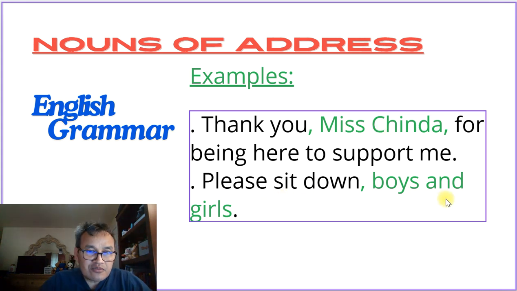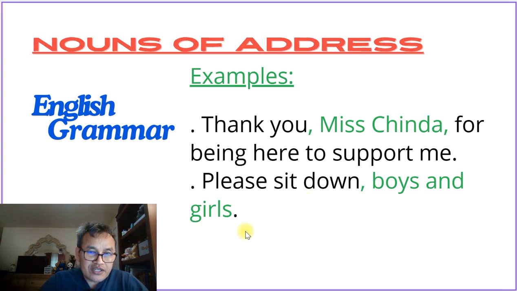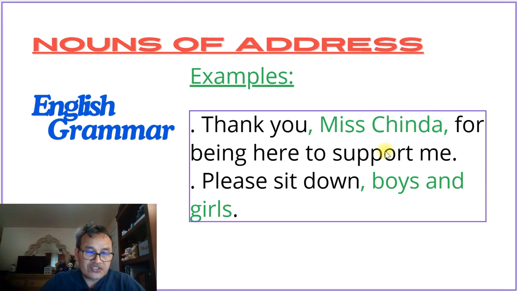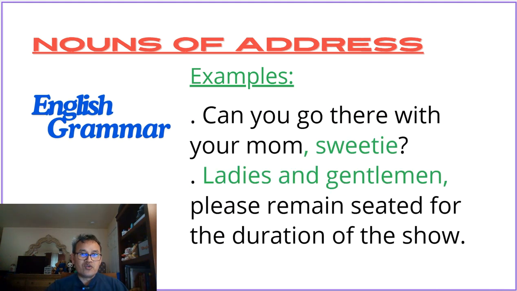Okay, please sit down, boys and girls. So boys and girls over here are also a noun of address that we put at the end of the sentence, and we have to use a comma before we put the noun of address in the sentence. Okay, so please sit down, boys and girls. So boys and girls are nouns of address. Miss Chanda is a noun of address. Okay, one more.